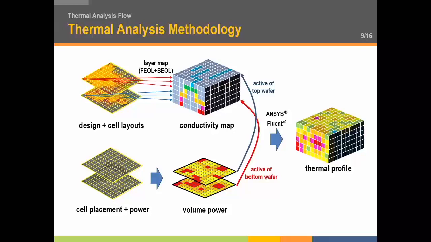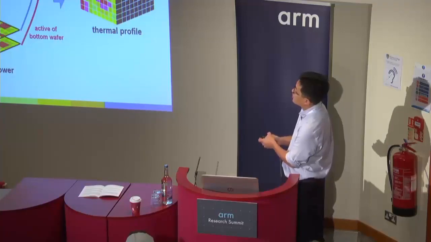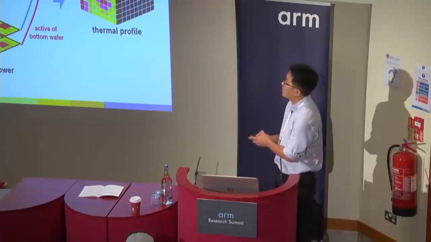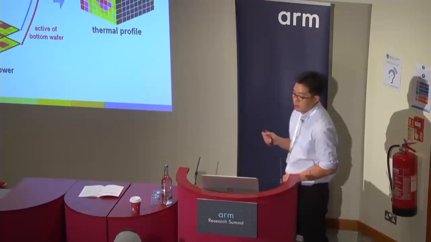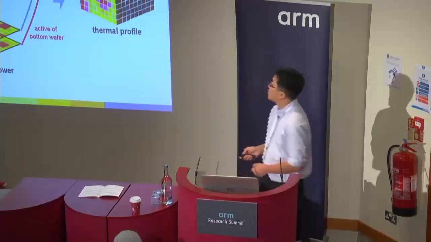This slide shows the thermal analysis methodology that we are using. We first divide the top tier design and bottom tier design into squares like this. The structures in the FEOL and BEOL in each square are mapped to a thermal cube structure. The thermal conductivity of each cube is calculated from the material composition of the structures in it and the thermal conductivity of the materials.